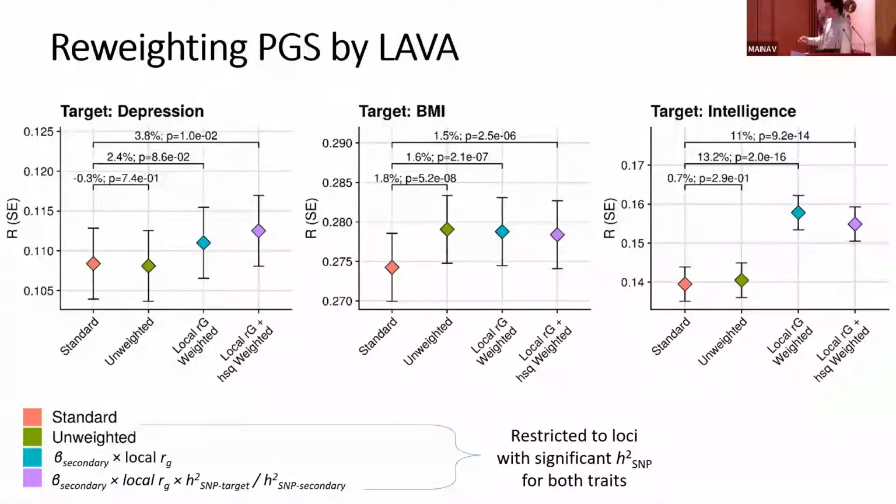And so this kind of supports the idea that reweighting these genetic effects to account for local genetic correlation can enhance the predictive utility of polygenic scores across traits. The pattern of improvements does vary across traits, and that will be dependent on whether there are secondary phenotypes with mixtures of local positive and negative local genetic correlations, and also the extent to which there are well-powered secondary phenotypes available for prediction in the first place.